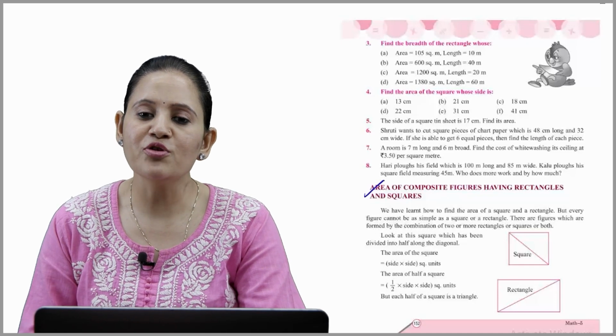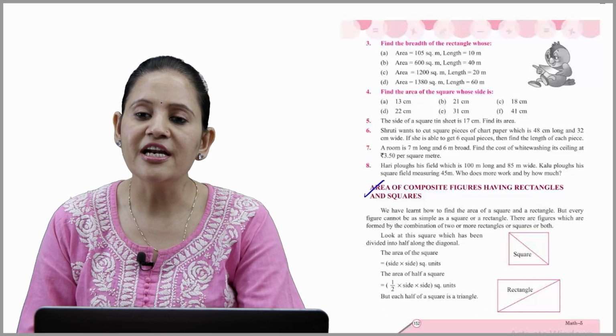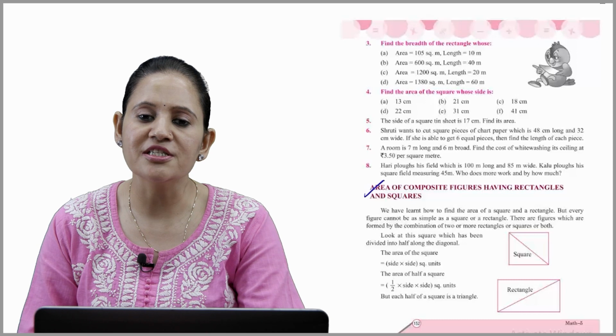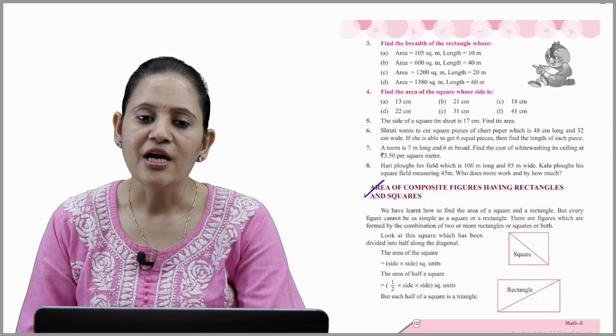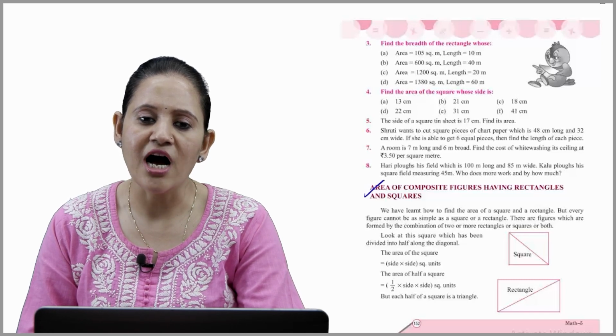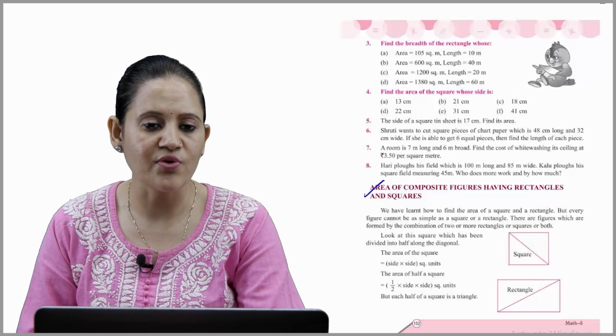We have learned how to find the area of the square and rectangle, but every figure cannot be as simple as the square or a rectangle. There are figures which are formed by a combination of two or more rectangles or squares or both. Look at this square which has been divided in half along the diagonal. So the area of the square क्या हो जाएगा? Side into side square unit.